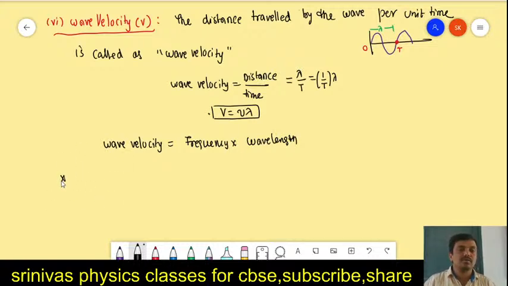Next one I am going to explain: for a certain wave, the phase of a certain particle in the wave is a constant. That is not required actually. Directly I will write.